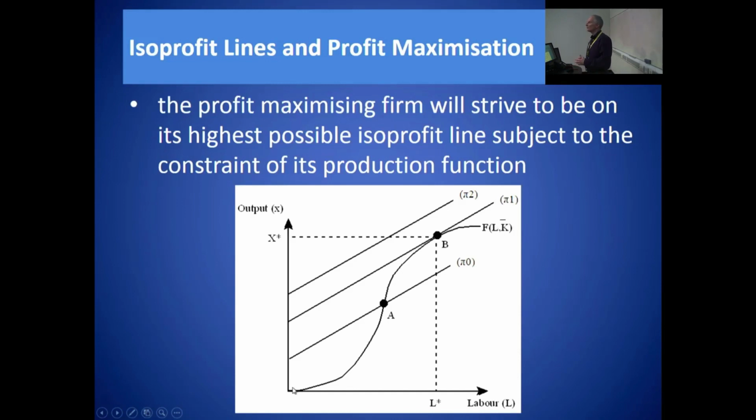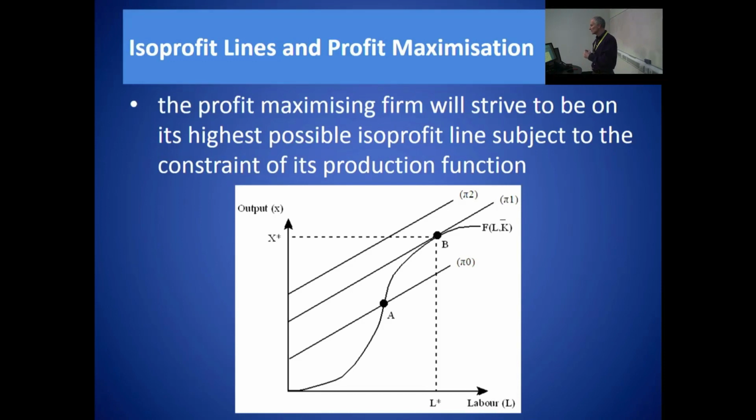The law of diminishing marginal returns says at some point, eventually, diminishing marginal returns will set in. So that is our typical short-run production function. So the question is, of all the points along that production function, which one does the firm produce?